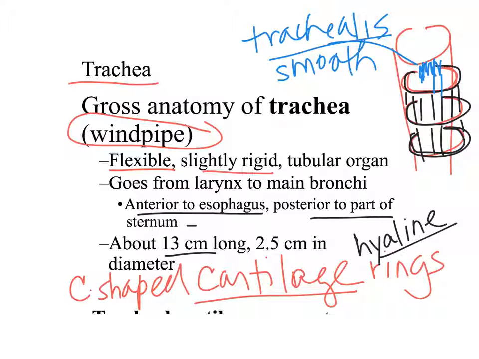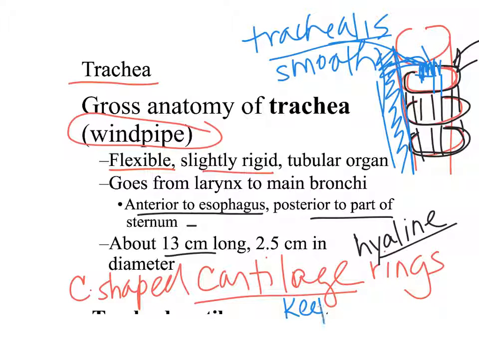The rings aren't closed off because of the esophagus. Let me make the esophagus blue. The esophagus is posterior to this, so it's back here. If someone swallows something and we need room to expand, it's going to push into the trachea, and that trachealis muscle will kind of move. The rings are there to keep the trachea open.